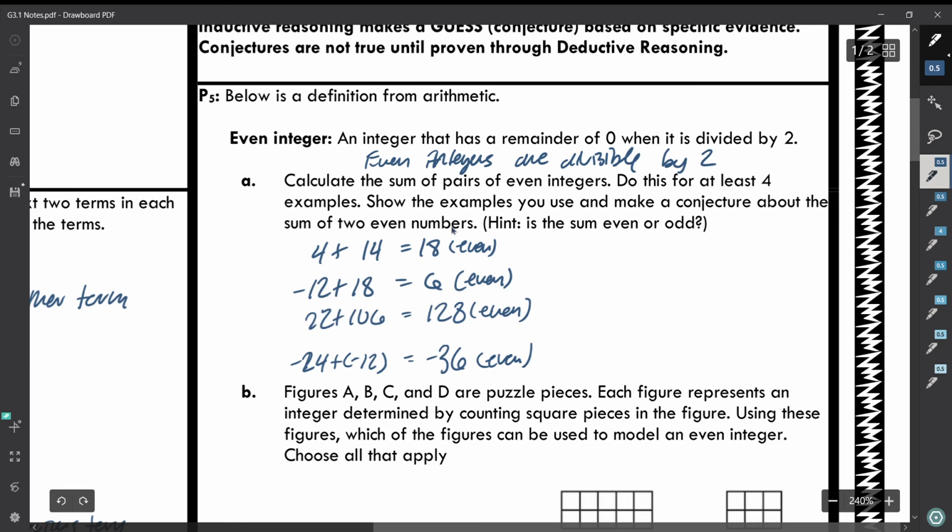So we're going to make a conjecture about this. So what can we say about the sum of 2 even numbers? Based on our evidence, we can make a conjecture that the sum of even numbers is even. So we'll say the sum of 2 even numbers is also even.